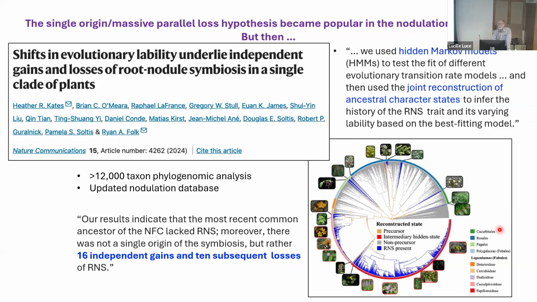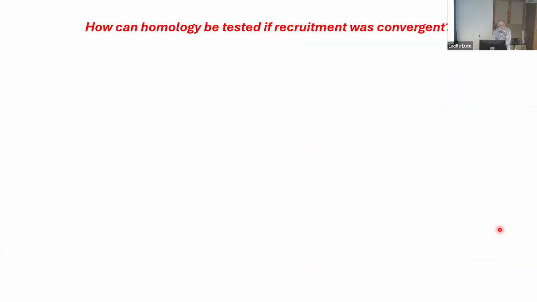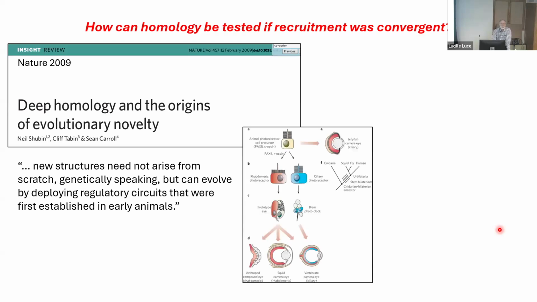Okay. Now, truth and science, that's two words that you don't want to necessarily put together all the time. The question is, how do you test the homologies, right? We're back to that question, back to where we were before 2018, saying, okay, maybe there were multiple origins, but how do we test that now? And how can you test homology if recruitment was convergent? This is a big question. This is what's called deep homology. And I didn't mention that when I mentioned the recruitment process in nodulation, but those things that are shared across non-homologous origins, right, are themselves homologous.